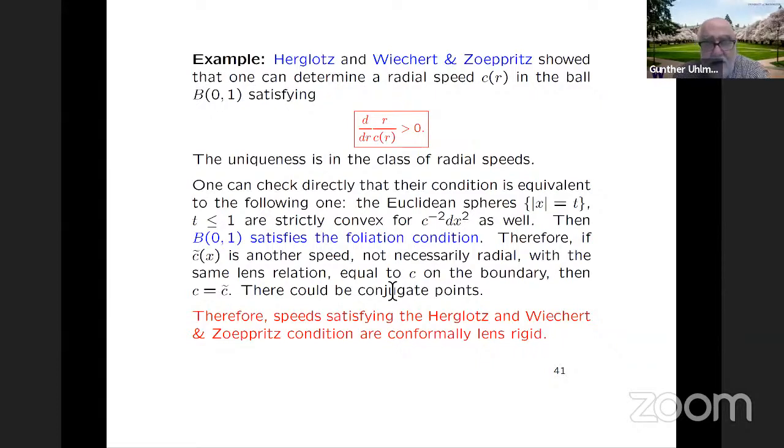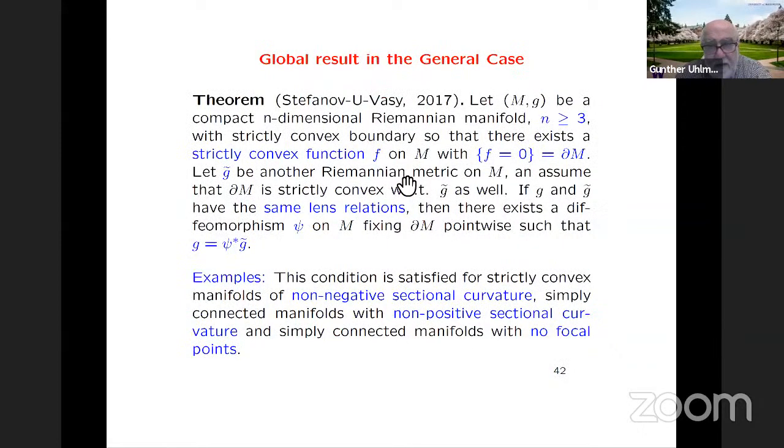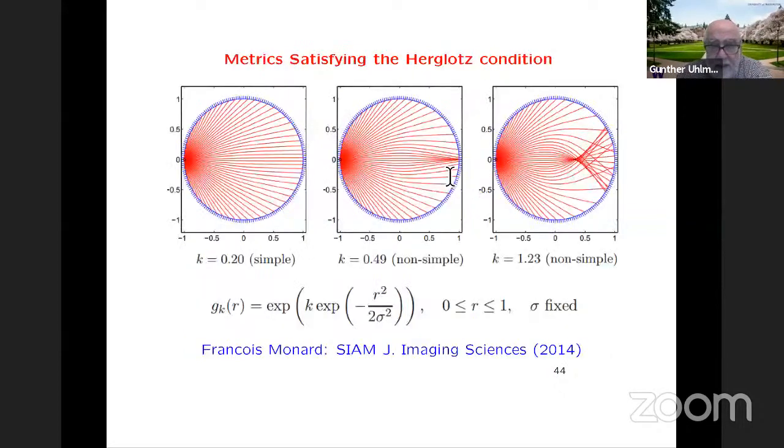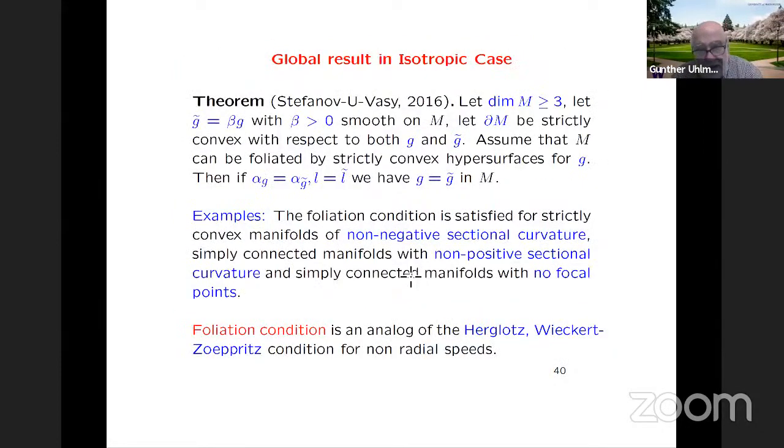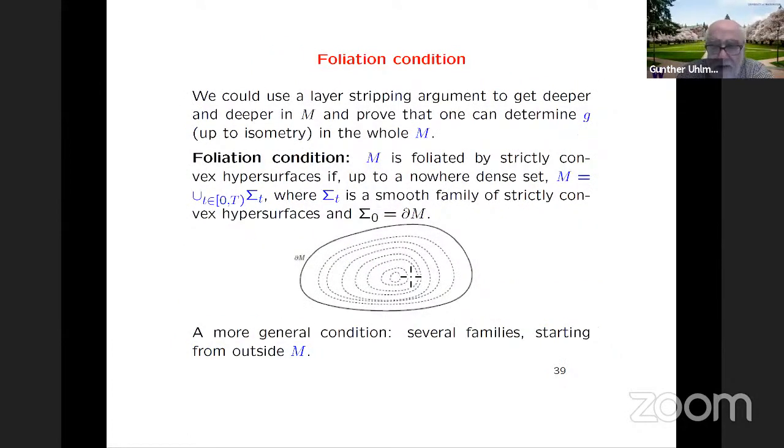Simplicity, as I pointed out earlier, like in this example, satisfies the Herglotz condition, but the second and third ones are not simple, and they allow for caustics. So this is a result that allows to have conjugate points, which is important. This happens all the time, that you have caustics or conjugate points of the metric.